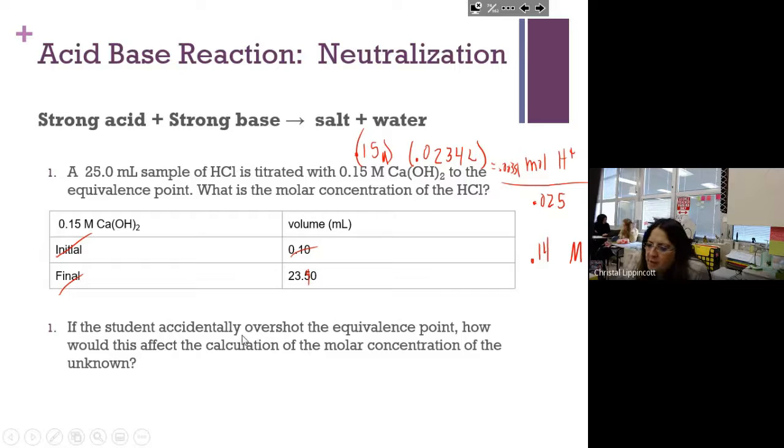If the student accidentally overshot the equivalence point, how would this affect the calculation? Well, it would increase the molarity of your H plus by doing that, because it's going to increase this number. That number will then drive this number up, which then drives this number up.